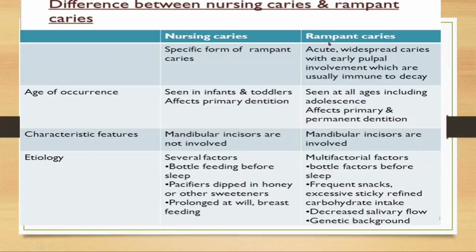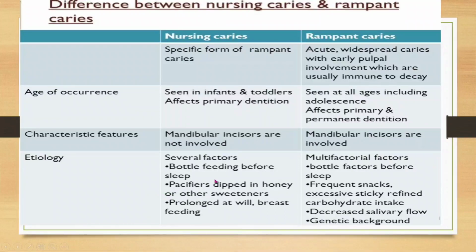Okay. So rampant caries is acute widespread caries with early pulpal involvement, which are usually immune to decay. In which age group is it seen? Nursing caries is seen in infants and toddlers and basically affects primary dentition, whereas rampant caries is seen at all ages, including adolescents, and affects both primary and permanent dentition. So rampant caries is a bigger classification, and one of the types is nursing caries. In nursing caries, mandibular incisors are not involved, but in rampant caries they are also affected.